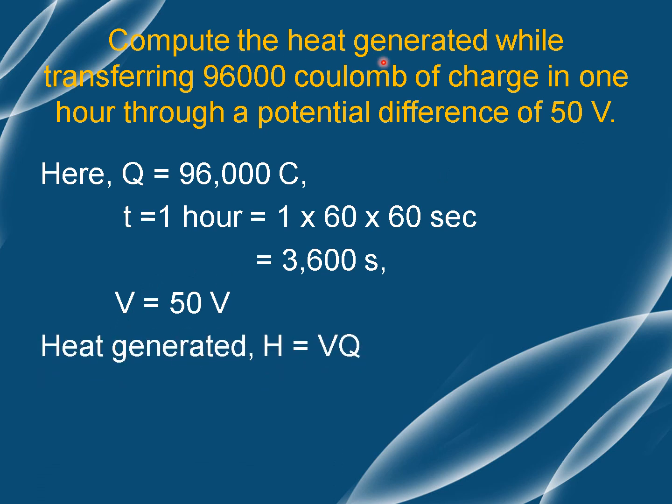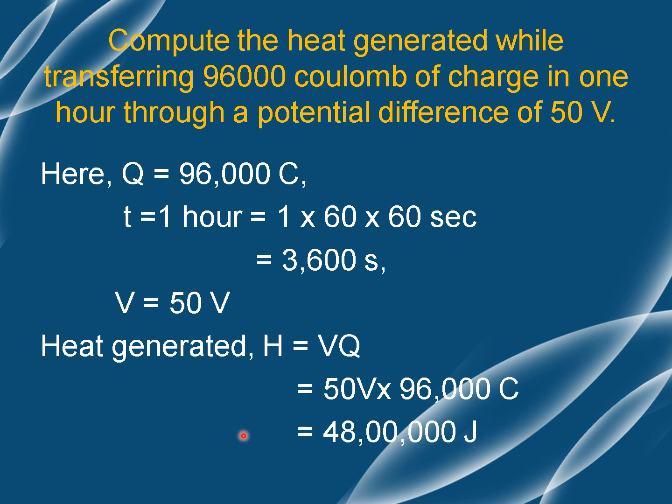Compute the heat generated. For heat generated, we have the formula H is equal to V multiplied by Q. That is the potential difference multiplied by charge. That is 50 volt multiplied by 96,000 coulomb. So we have the answer 4,800,000 joules. That can be written as 4.8 times 10 raised to 6 joules.